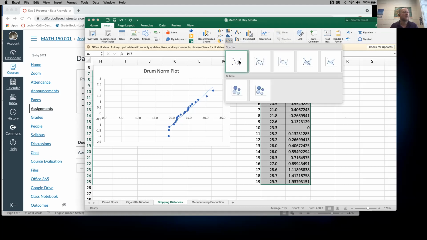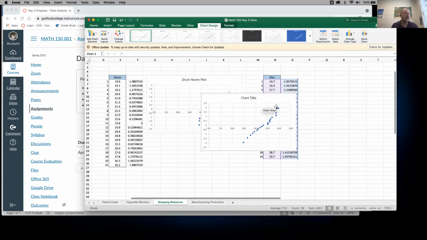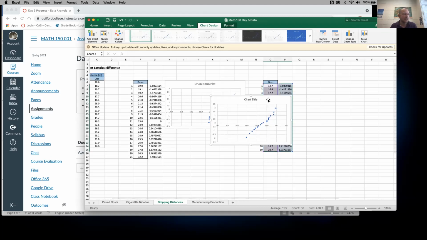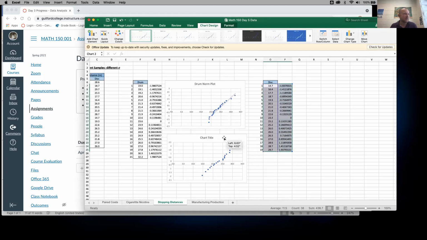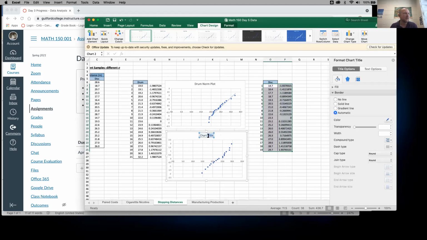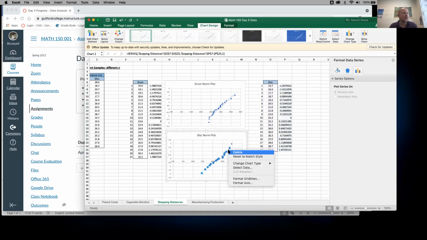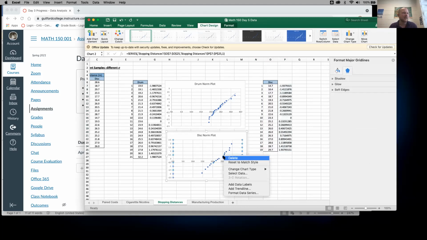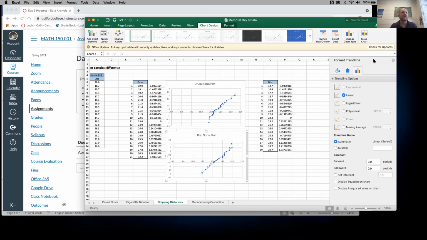scatter plot like so. And I think I will grab that scatter plot and just move it over underneath the other one. And the title for it was disk norm plot. And I don't have to hit enter at the end of every one of those. And I'm going to add a trend line. You don't really need to add a trend line on this. You can see they line up, but it might make it a little bit easier to see.